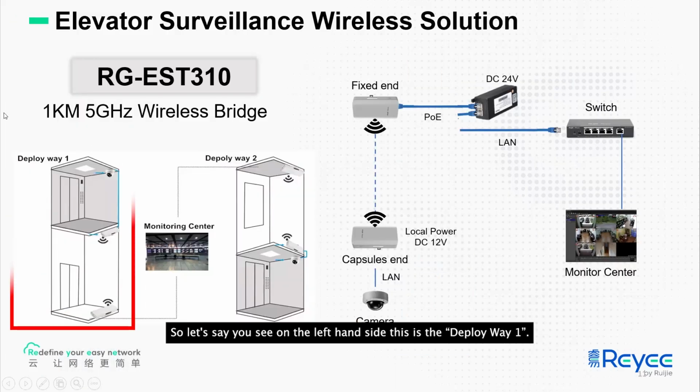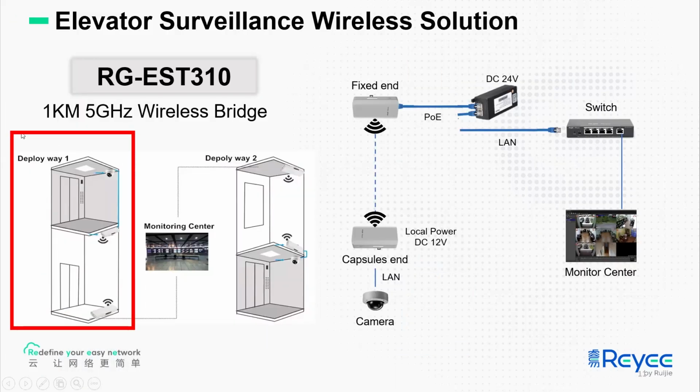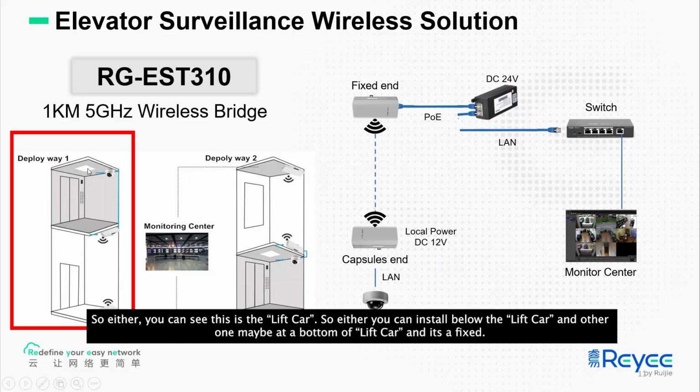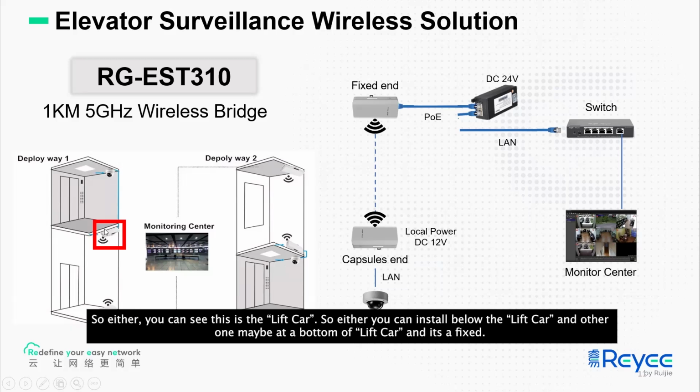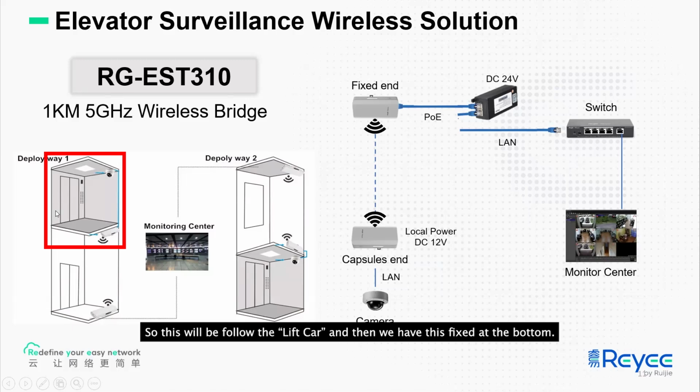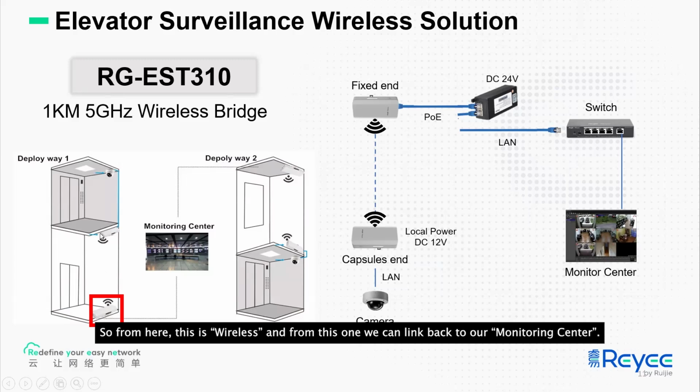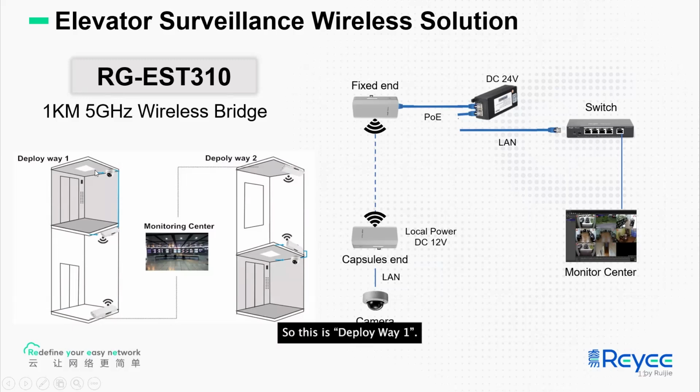So let's say you see on the left hand side, this is the deploy way. You can see this is the lift car. So either you can install one below the lift car, and then one maybe at the bottom. It's fixed. So this will follow the lift car, and then we have this fixed at the bottom. So from here, this is wireless, and then from this one, we can just link back to our monitoring centers. Okay, so this is the first deploy way.